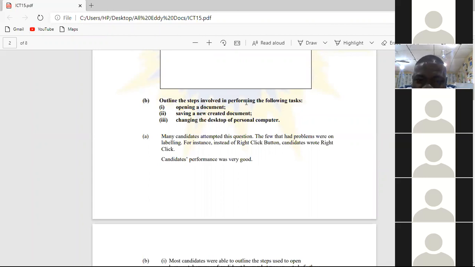Outline the steps involved in opening a document. It means a document has already been created and you want to open it. So what are you talking about? The document has already been created. Who can try? Who wants to try?